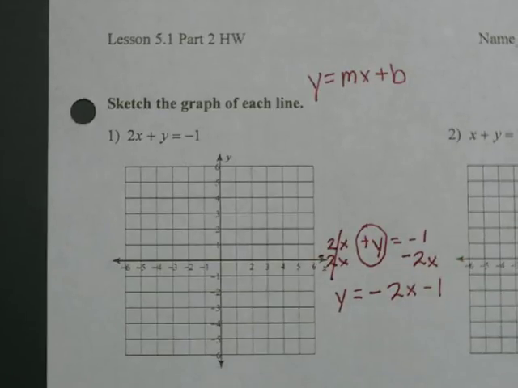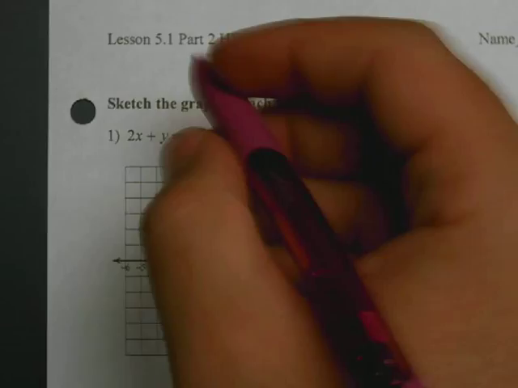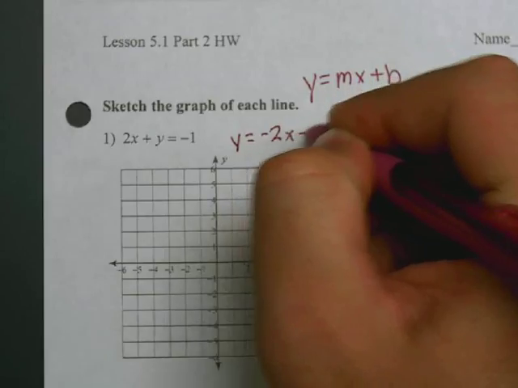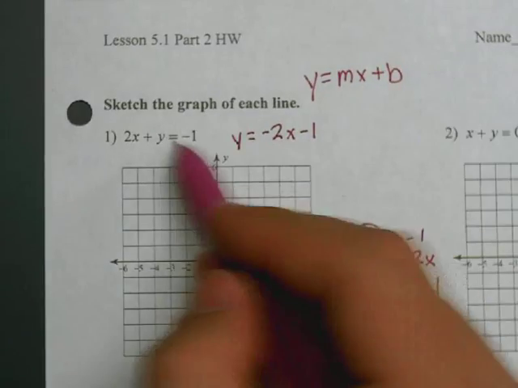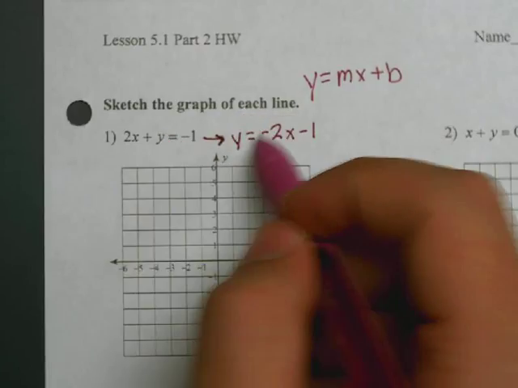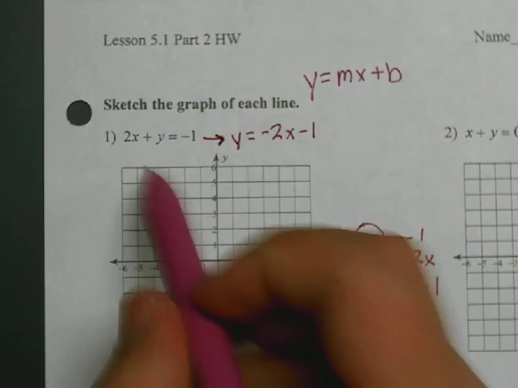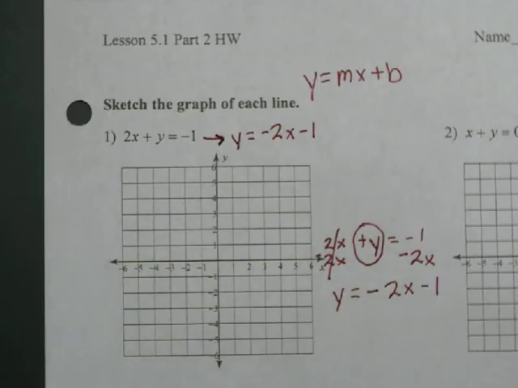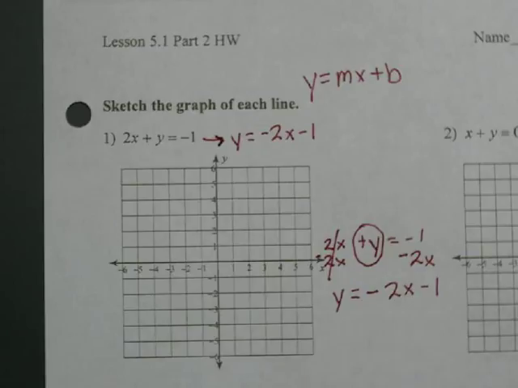So now that I have that equation, I'm going to bring it back up here: y equals negative 2x minus 1. So we just went from this equation to this equation. These equations are the same thing, but this one is in slope-intercept form. We can't graph this one, but we can graph this one. Now what I would tell you to do is to follow the 7-step process in graphing.